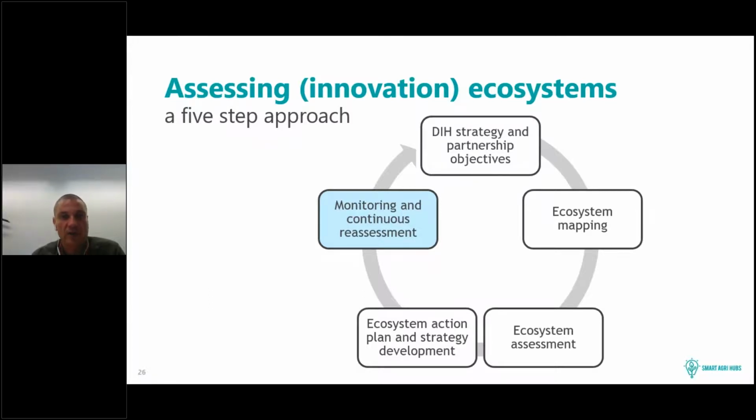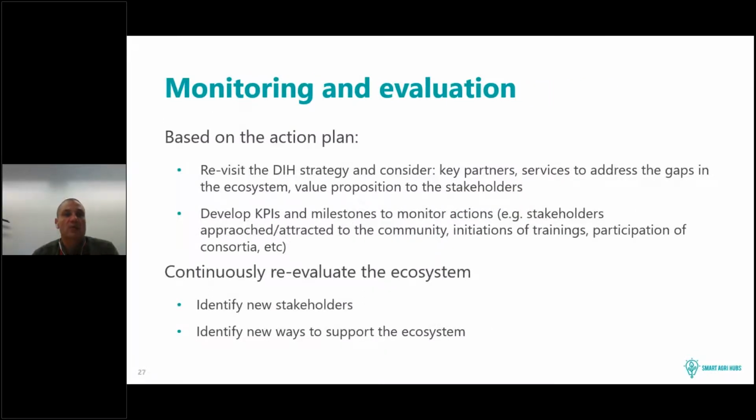Last step, monitoring and continuous reassessment. That would be based on the action plan, of course. Revisit the Digital Innovation Hub strategy and consider the key partner services to address the gaps in the ecosystem, and the value proposition to the stakeholders. You can identify key performance indicators and milestones to monitor the performance of your actions and their effects. And try to do this on a very regular basis. Continuously is a little bit overwhelming, I would say. You don't do this every day, but regularly re-evaluate your position in the ecosystem.